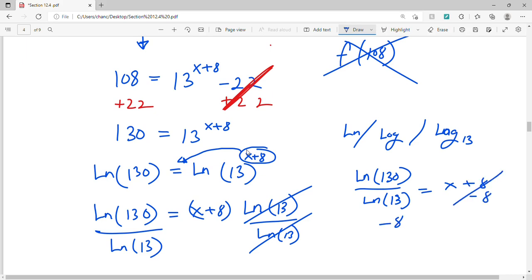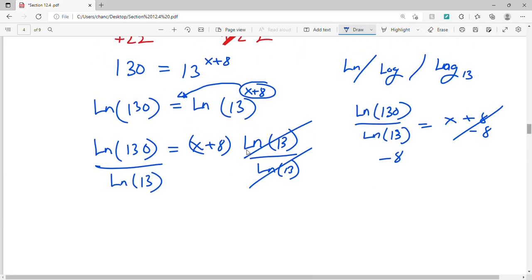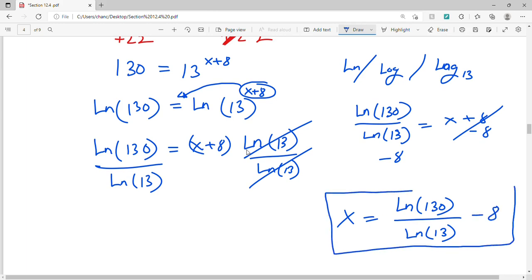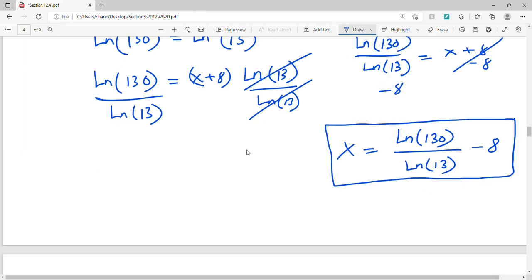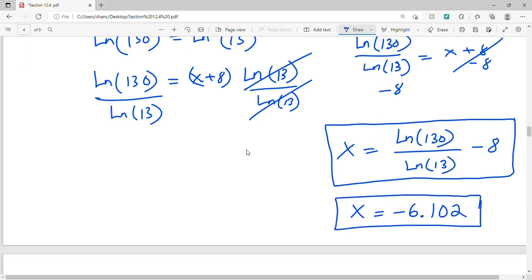And here's our solution. Our solution is x is equal to the natural log of 130 over the natural log of 13 minus 8. This is an exact answer. And if you wanted to, you could always check the work with a calculator to get a decimal answer. If we use the calculator, you should get x is approximately equal to negative 6.102. This is the approximate decimal answer.